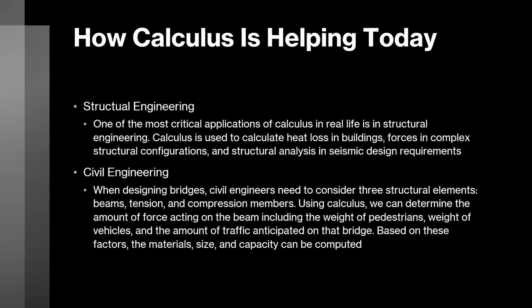Civil engineering. When designing bridges, civil engineers need to consider three structural elements: beams, tension, and compression members. Using calculus, we can determine the amount of force acting on the beam, including the weight of pedestrians, weight of vehicles, and the amount of traffic anticipated on that bridge. Based on these factors, the material's size and capacity can be computed.